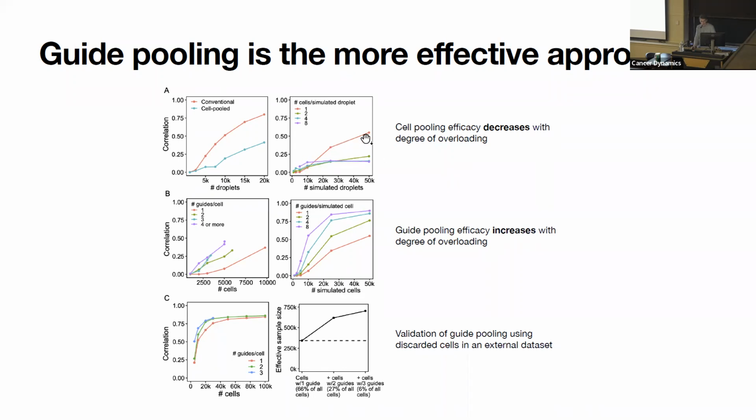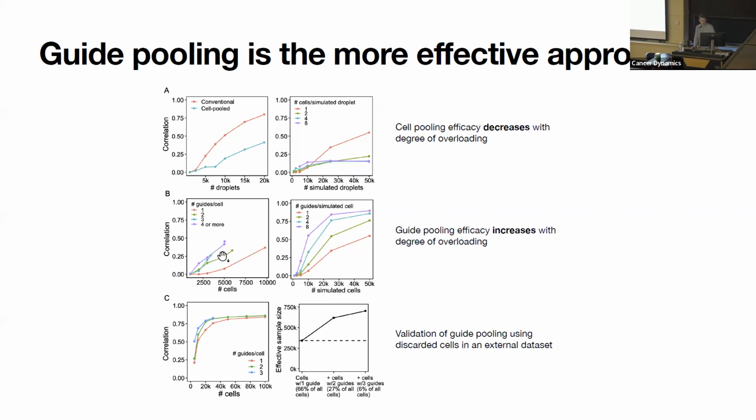And here what we see in simulation, but also in the real data, is that actually the droplets with single cells in the cell pooling experiment give you more power than the droplets that ended up with multiple cells. So again, the efficiency gains there are coming in large part due to the fact that you just get a lot more droplets out of the reagents you already paid for when you overload the machine.